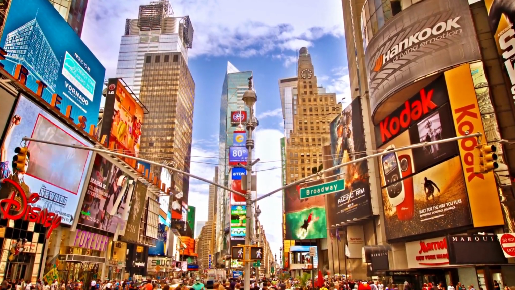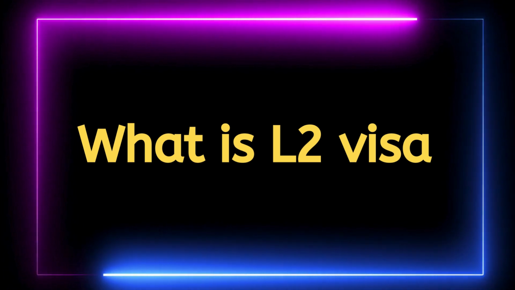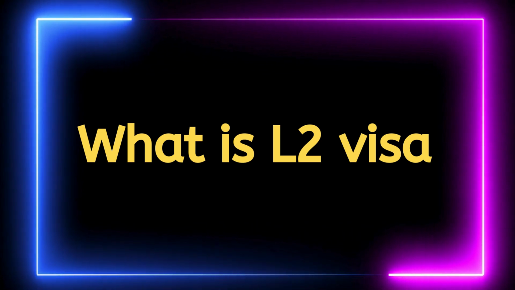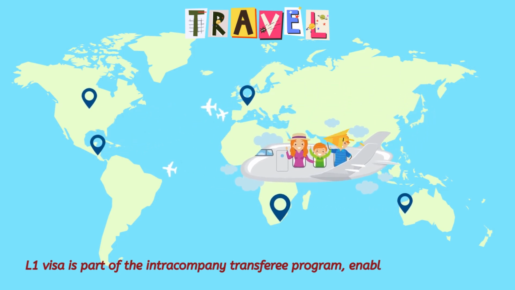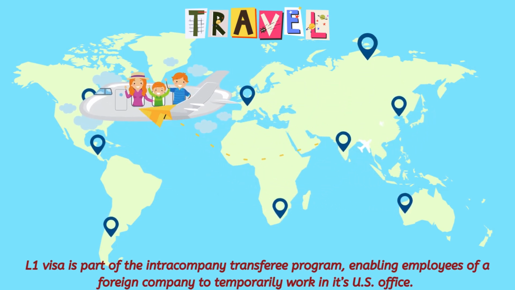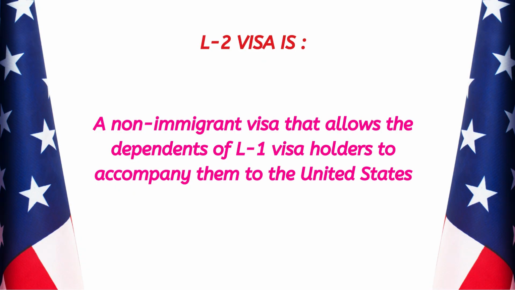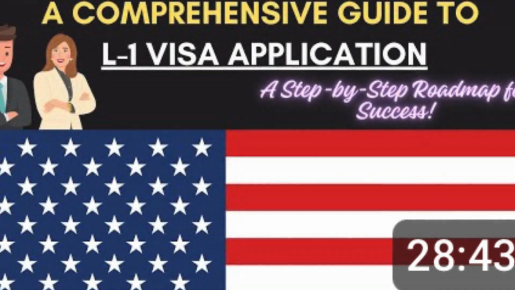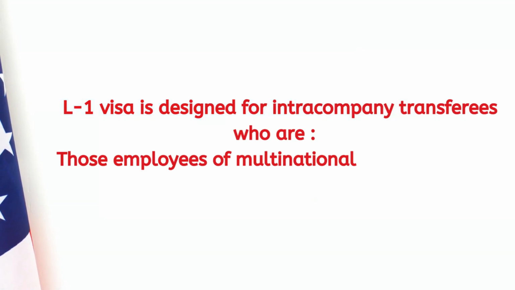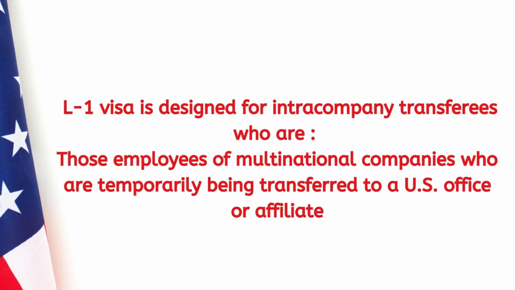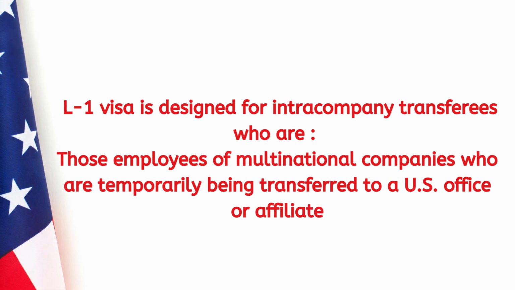So let's get started. Now, what is an L2 visa? An L2 visa is a non-immigrant visa that allows the dependents of L1 visa holders to accompany them to the United States. Now friends, we've already learned in previous video that L1 visa is designed for intra-company transferees, that is those employees of multinational companies who are temporarily being transferred to a US office or its affiliate.